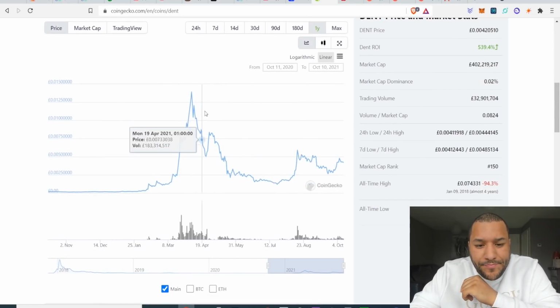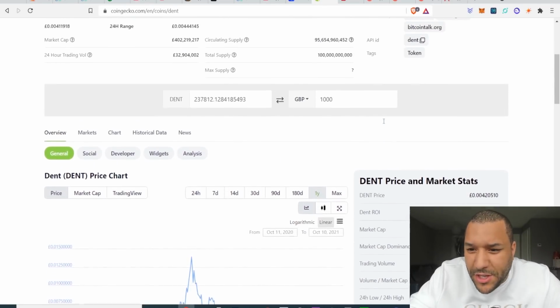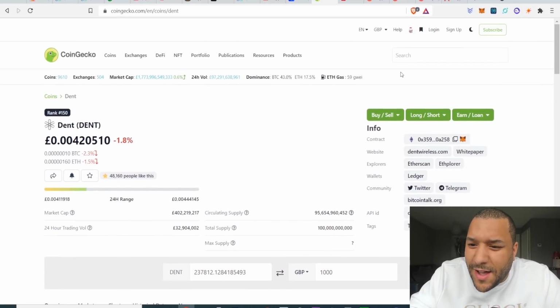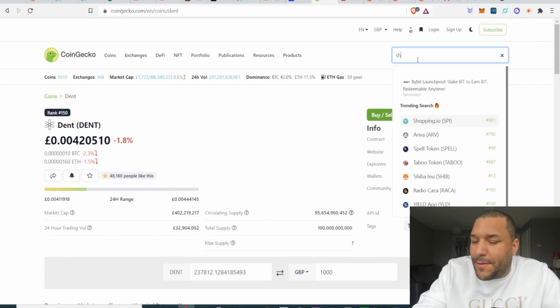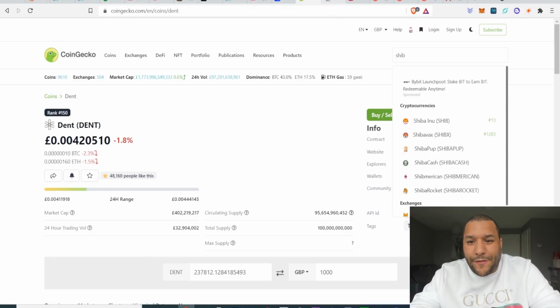This chart right here kind of reminds me of Shiba Inu. I'm just going to grab up Shiba Inu. I know they do different things. I'm just looking at the chart. They all look very similar. I've been looking at a few charts, they all look like this. Let me grab up Shiba, because Shiba had a similar thing.